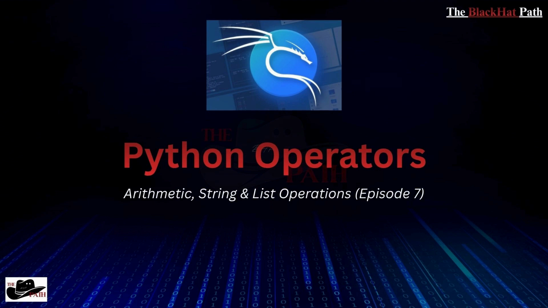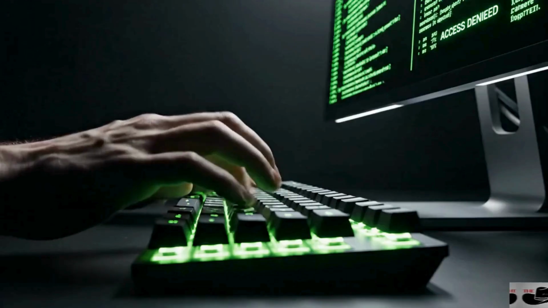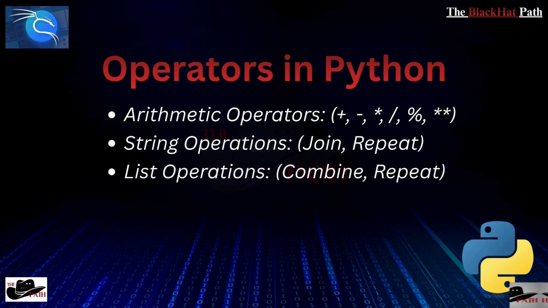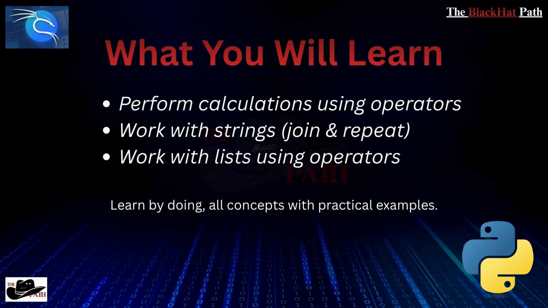In the last video, we learned variables and data types in Python. Now in this video, we will learn operators, which will help us to perform operations on data. In this video, we will mainly focus on three types of operations: arithmetic operation, string operation, and list operation. These are the most commonly used operations in Python. You will learn how to perform calculations using operators, how to combine and repeat strings, how to work with lists using operators, and all of this will be done with simple practical examples.